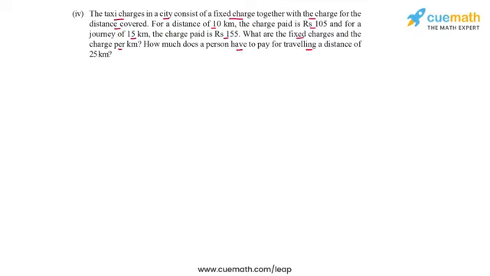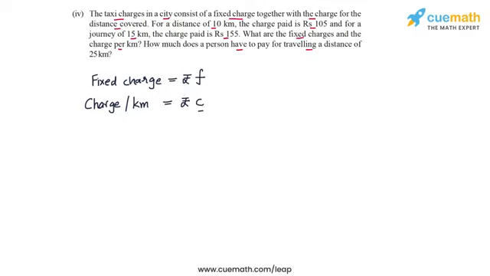So the two unknowns in this problem clearly are the fixed charge and the charge per kilometer. So let's say that the fixed charge is rupees f. So f is for fixed. So rupees f is the fixed charge or the down payment, and then let's assume that the charge per kilometer is rupees c, the charge per kilometer. Now using the given information, we have to form a pair of linear equations in these two unknowns f and c, and then we have to solve them and find the value of f and c.